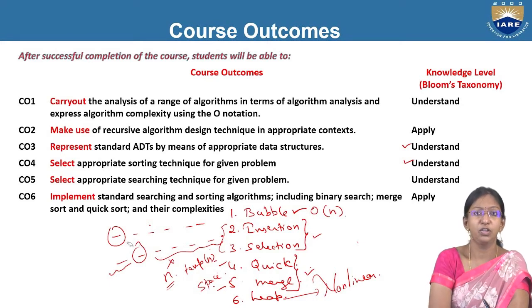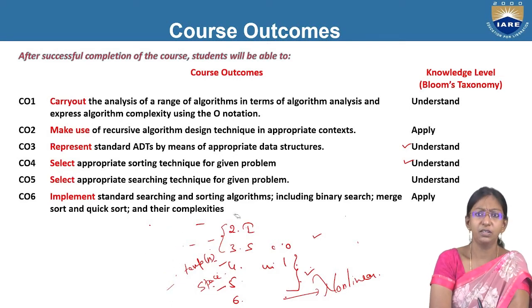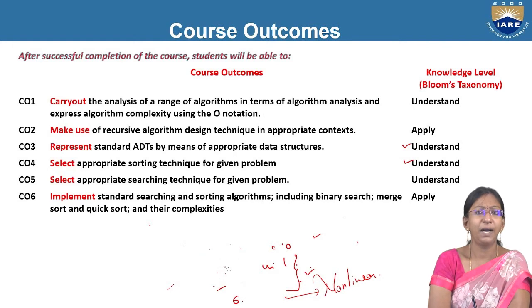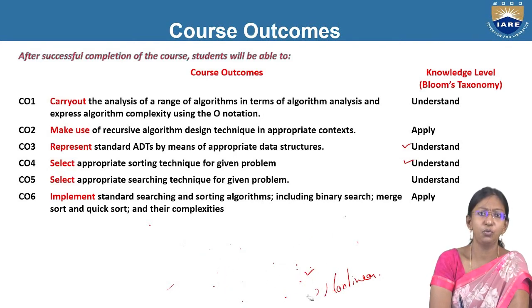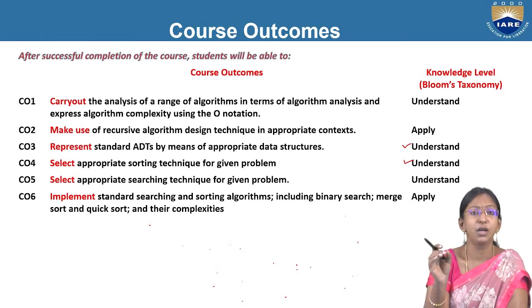Coming to the next one, CO5. Let me explain that with a small example. So CO5 tells us about searching techniques. There are two searching techniques, my dear. One is linear search and the other is binary search, which you are going to learn. Linear search is a simple searching technique where the key value which you want to search, you keep on comparing from the first element till the last element, and you are going to judge whether you have reached that element or not.